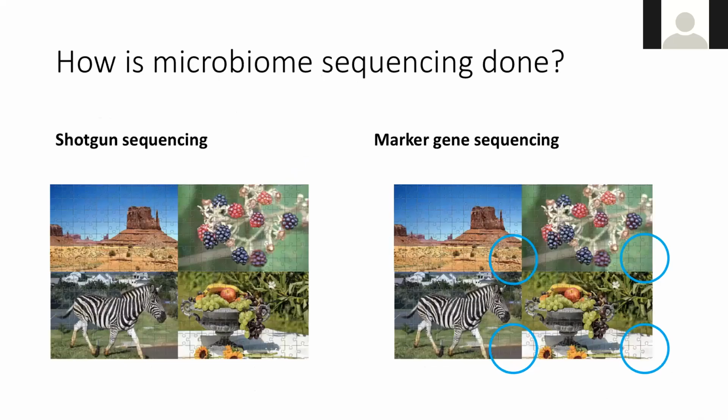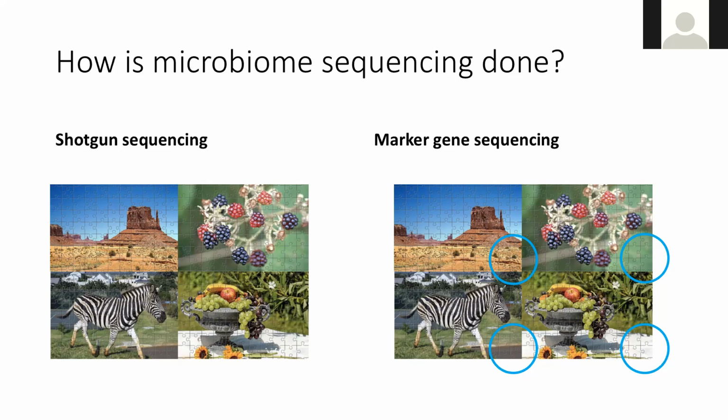So there are two different ways in which microbiome sequencing can be done. And these are represented with the 4 jigsaw puzzles below. So one method is called shotgun sequencing, and the second is called marker sequencing, marker gene sequencing. In shotgun sequencing, what you do is you sequence every bit of every microbial genome. So the 4 pictures represent 4 different genomes, and each is sequenced in its entirety to be assembled to give you the full picture.